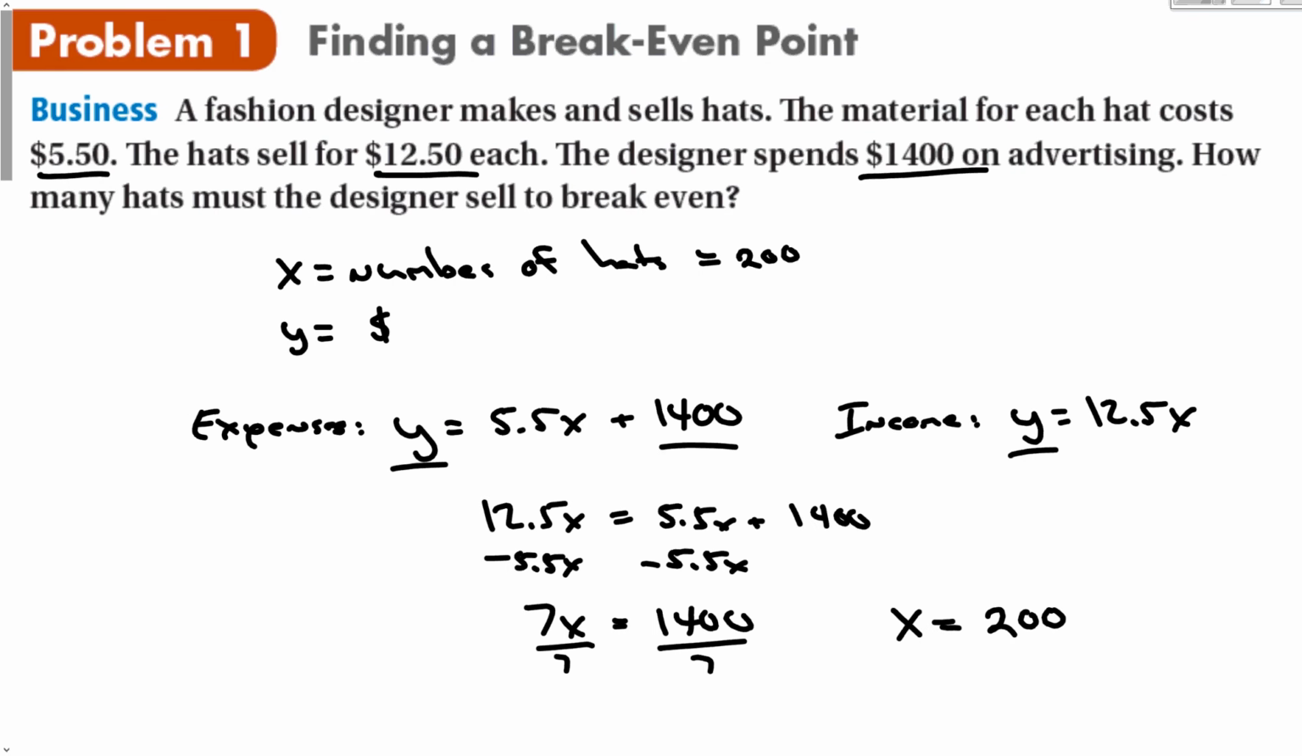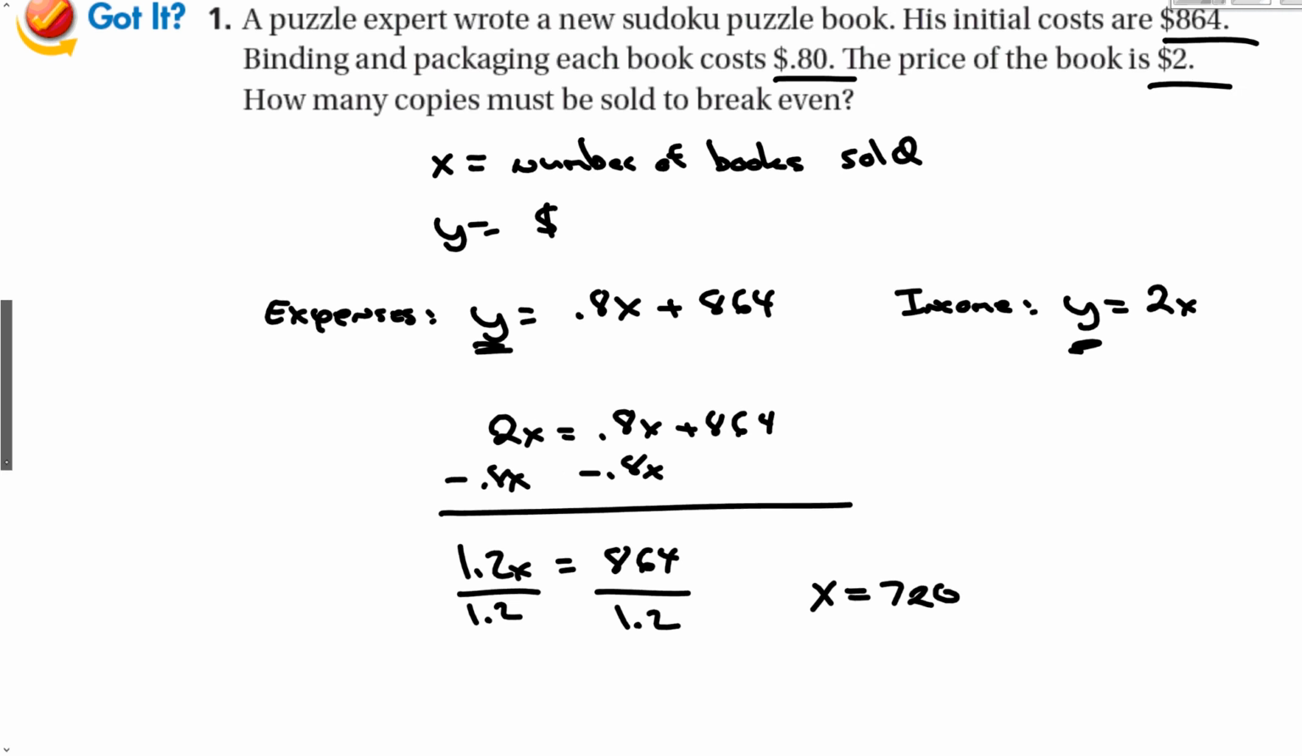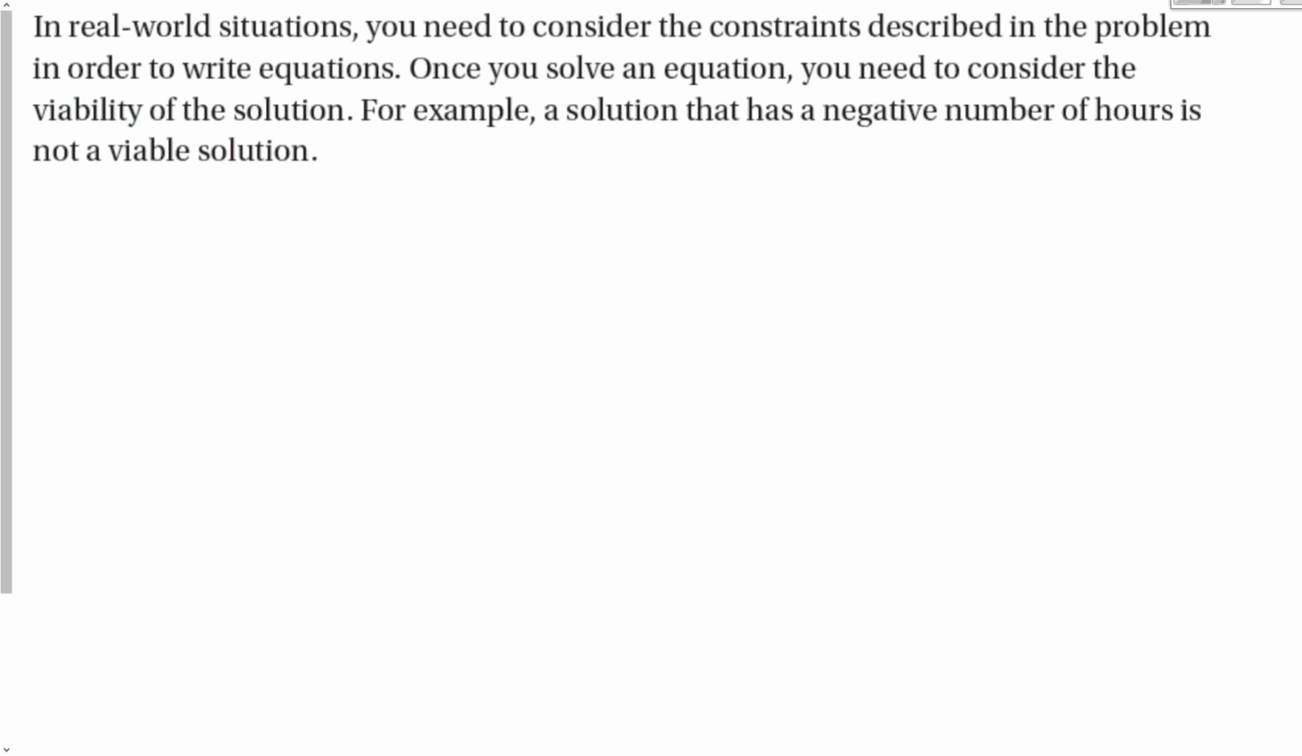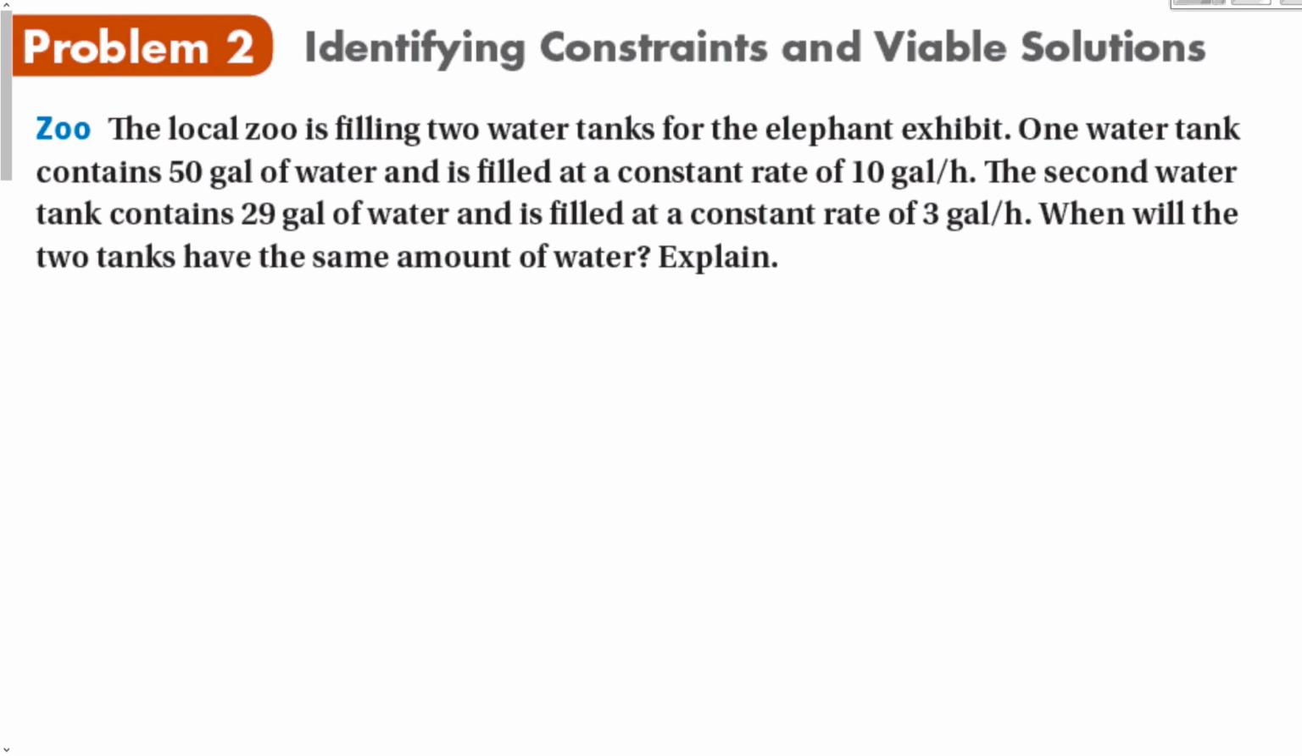In our first two problems here, 200, that's a viable solution. You could make 200 hats. And for the got it problem, you could print 720 books. Those answers make sense. They are numbers that work. Okay. Maybe in the next problem, if we get a negative number of hours for a time that something is going to happen, that would not be a viable solution, which means the system has no solution.